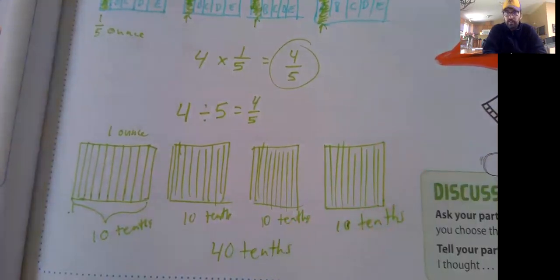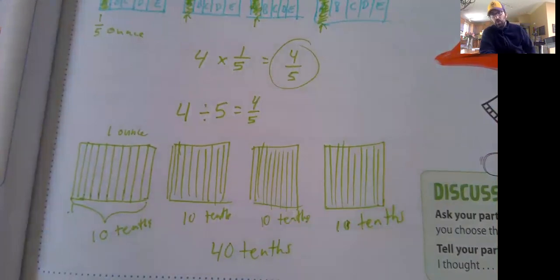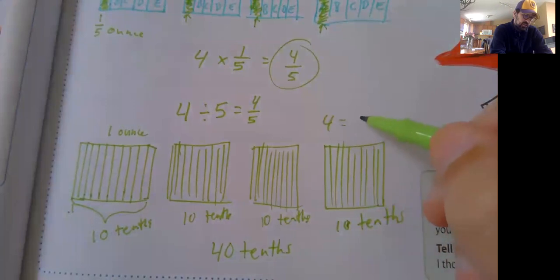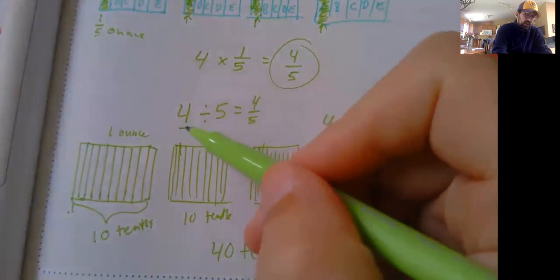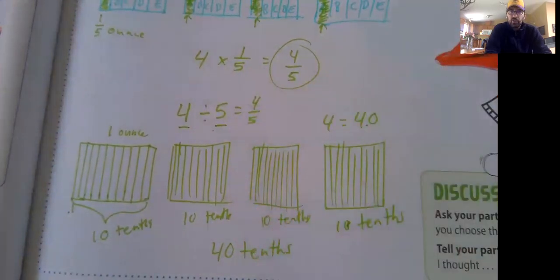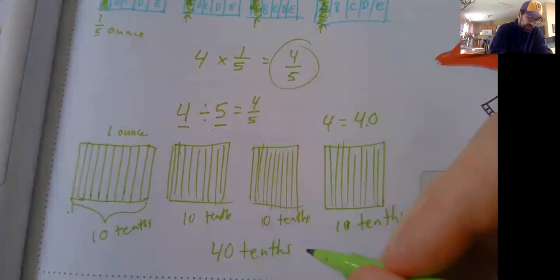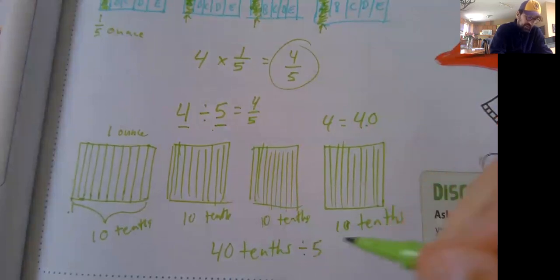So now I have 40 tenths, which is the same as 4, right? We know this, okay? So 4 is equal to 4.0 or 40 tenths, right? And so in this problem here, I'm taking that 4, and I'm going to divide it into 5 groups. So if I'm taking 40, I'm going to divide it by 5, okay?